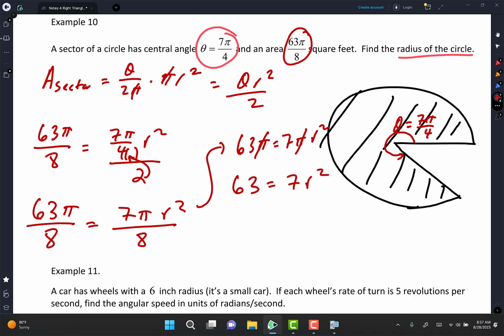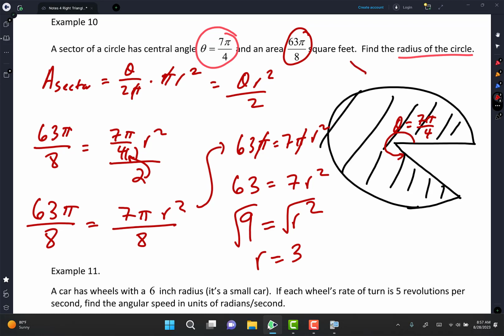What am I going to do? Divide by 7. So 63 divided by 7 is what? I think it's 9. Yeah, 9 times 7 is 63. 9. And then how do I get r by itself? Take a square root. So r equals 3.